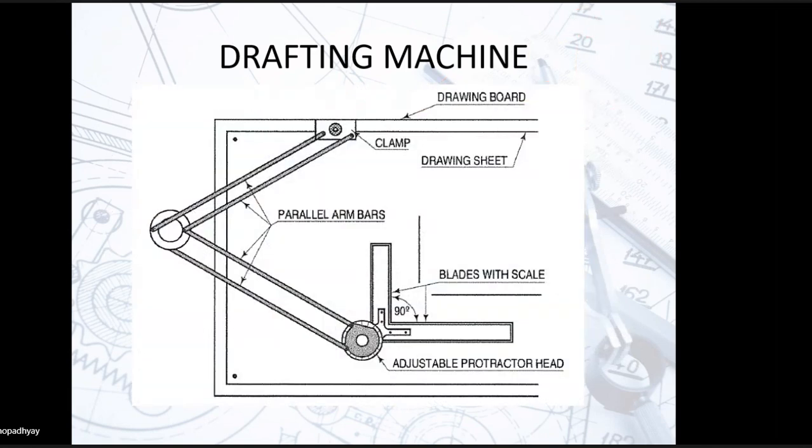This is how the drafter looks. And here at this point, this is graduated with a degree scale, right? So you can incline this one at different angles. So here you can easily combine the set square as well as the T-square in the drafting machine. At the upper hand corner, the drafting machine is fixed, and this is moved along the drawing sheet to draw different kinds of lines.